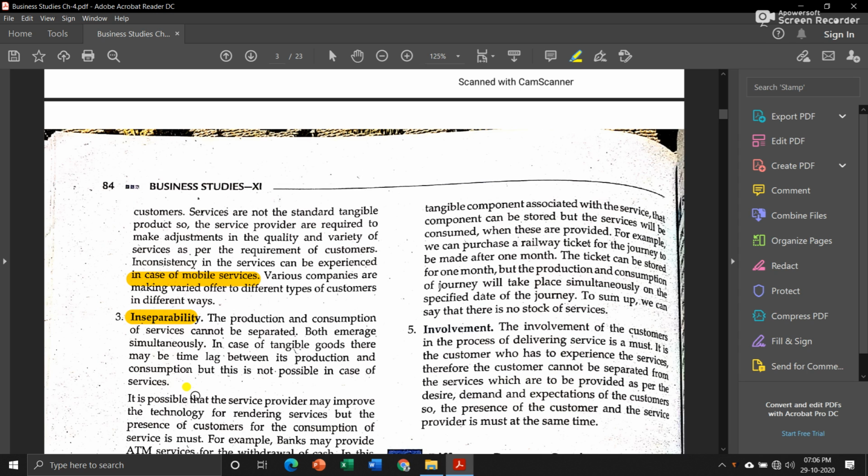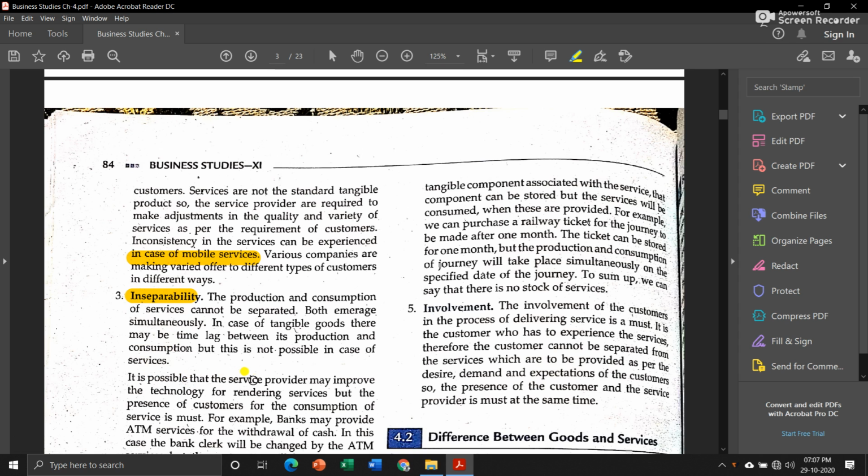Now let me take an example of teaching inside the classroom. The teacher is teaching, means the service provider is producing the service, and at the same time the consumer, that is the students, are sitting inside the classroom and listening to the teacher. That means they are consuming the service. So the production and consumption cannot be separated in the case of services. It is possible that the service provider may improve the technology for rendering services, but the presence of the consumer for the consumption of service is a must.